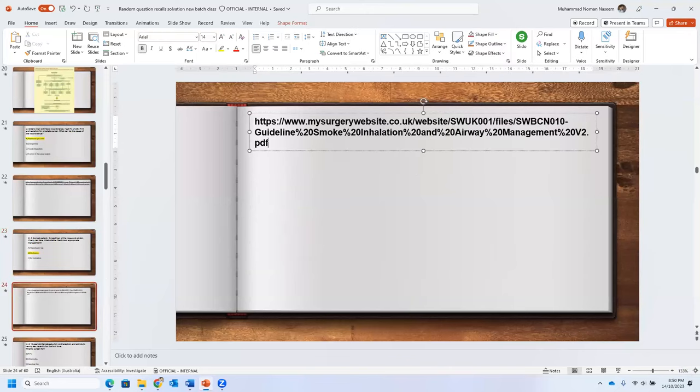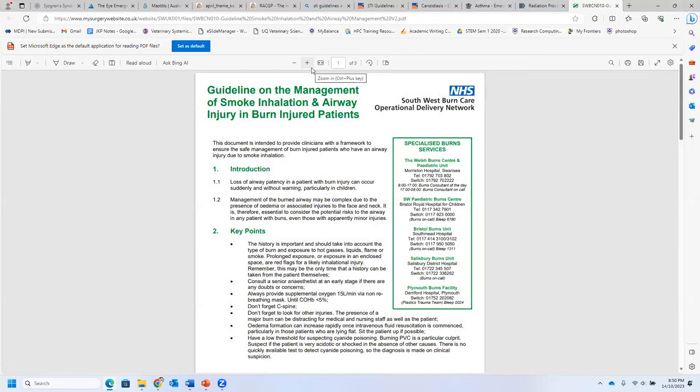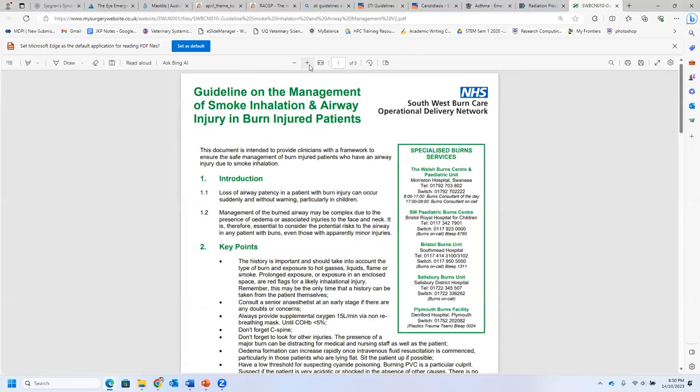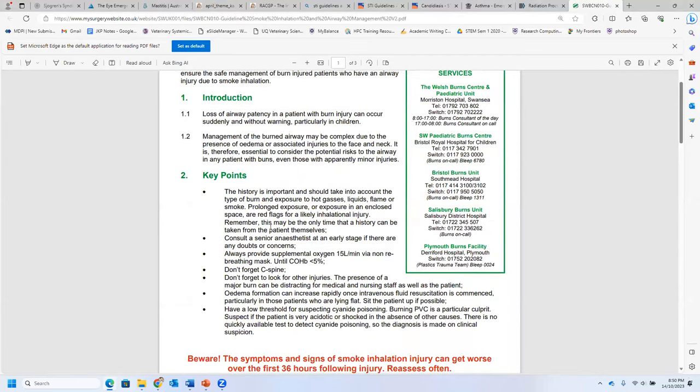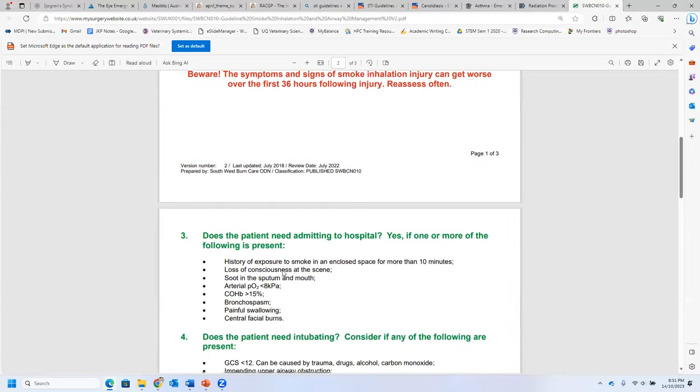Very good, guys. So if you look over here, this is the inhalation injury guideline. It's an article. It's not a guideline, but it's an article that can give you a guideline on the management of the smoke and airway. So very important is history. Consult a senior anesthetist at an early stage if you're having any doubts. Always provide supplemental oxygen through non-breathing mask, C-spine, and do the primary survey of the patient. Have a low threshold for suspecting cyanide poisoning as well.